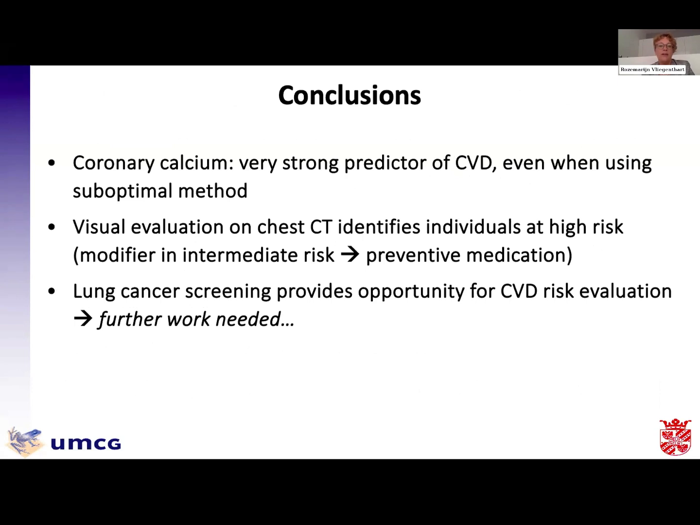In conclusion, coronary calcium is a very strong predictor of cardiovascular disease, even when using a suboptimal method such as chest CT. Even visual evaluation of moderate or severe coronary calcium in chest CT identifies those at elevated risk that may benefit from preventive medication. And lung cancer screening provides an opportunity to identify those at high cardiovascular risk, but we need to work further to answer the last questions in this field. Thank you for your attention.